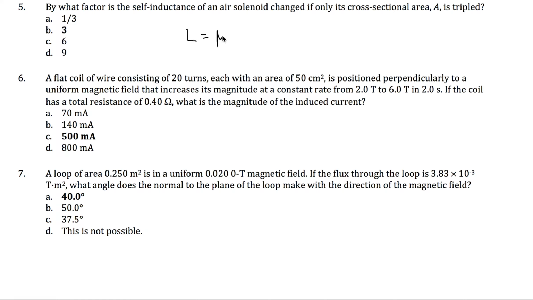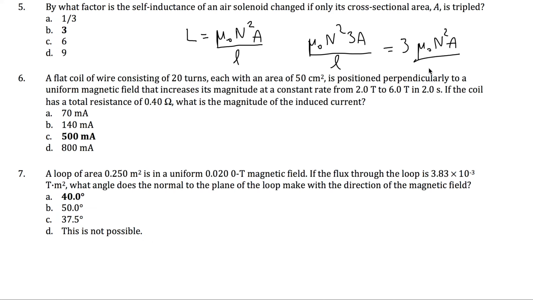The equation for the inductance of your solenoid is mu naught n squared, number of loops times the area, divided by the length of that solenoid. It says that we are just tripling the area, so all we're changing is we're making the area 3 times as big. All that does is it multiplies the whole inductance by a factor of 3, because you can just factor that 3 out. So that's why the answer is 3 here.